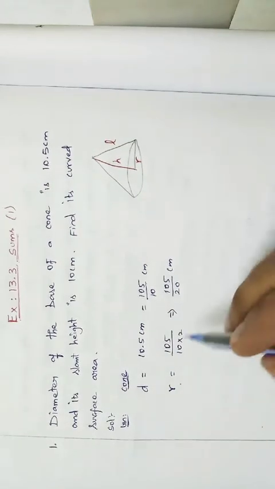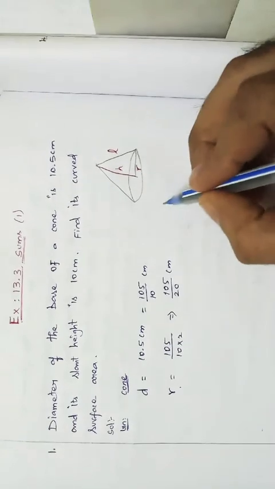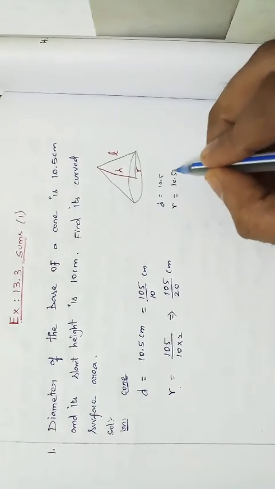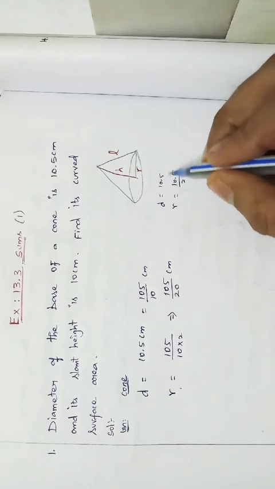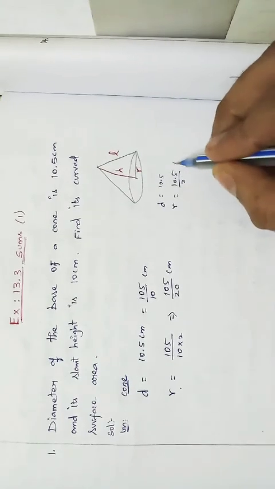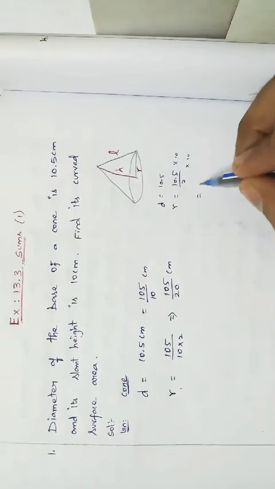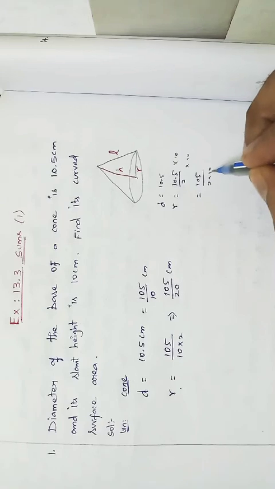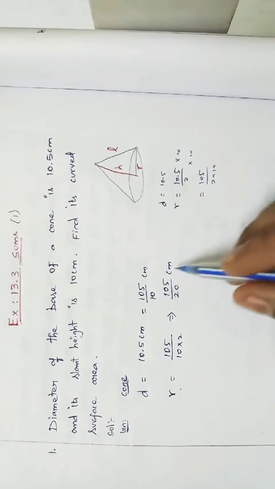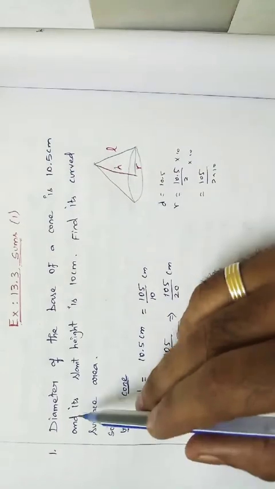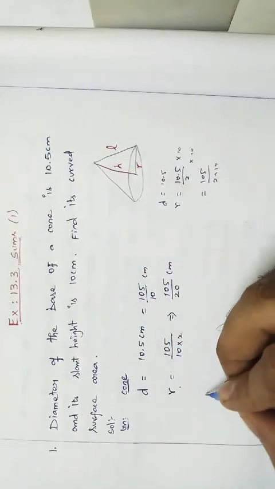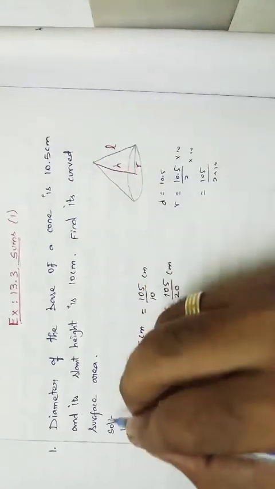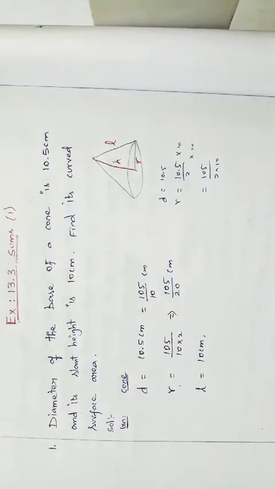Otherwise, if you are getting confused, D is 10.5 centimeter. Then R is 10.5 divided by 2, right? While changing the decimal to a fraction, we multiply by 10 on top and bottom. That is 105 by 2 into 10, that is 2 into 10, 20, so 105 by 20, right? Directly I am writing. Understood? Next, its slant height is 10 centimeters. Slant height is L, so L is equal to 10 centimeter. Find the curved surface area of the cone.